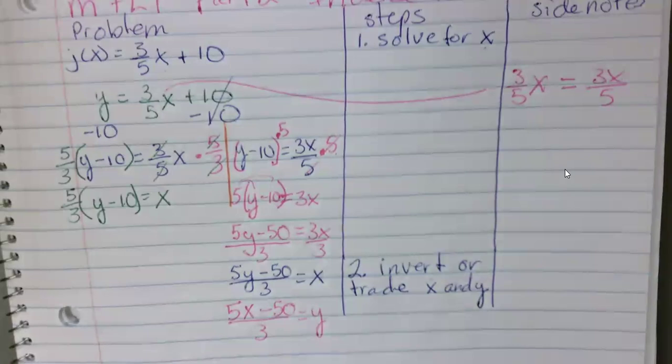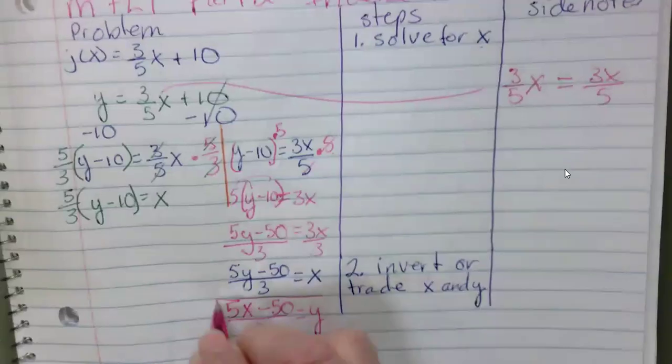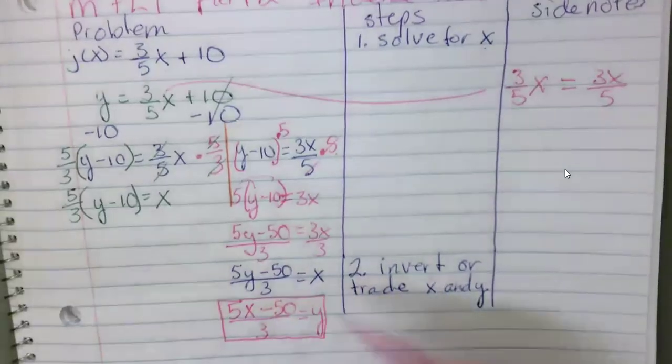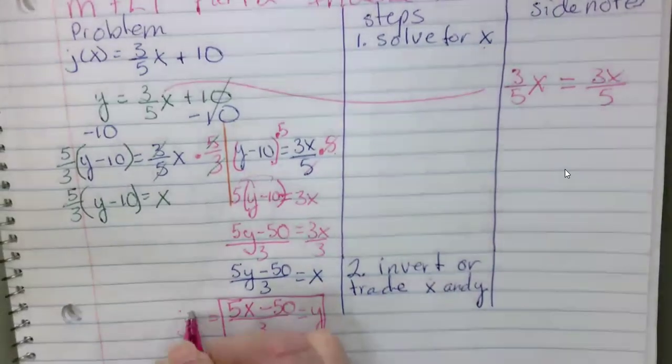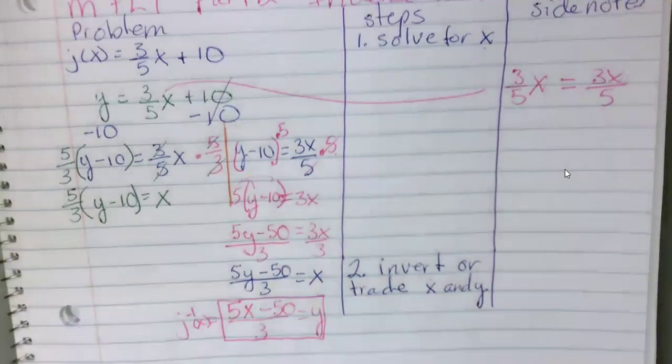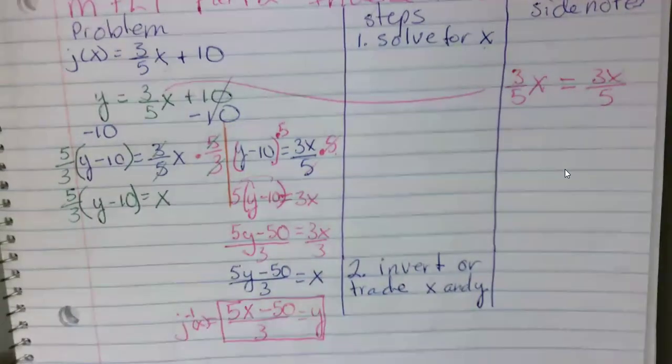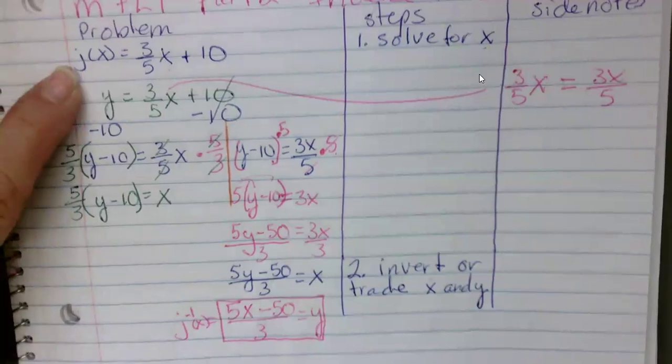Okay. And then I'm going to go ahead and put that in a box because I'm going to need it later. I would also like to point out that this is the inverse of the function j of x. So in the beginning of our problem, it is called j of x, right? And then at the end of our problem, it is called j inverse of x, right? And these are opposites, okay? They're like a reflection of each other.